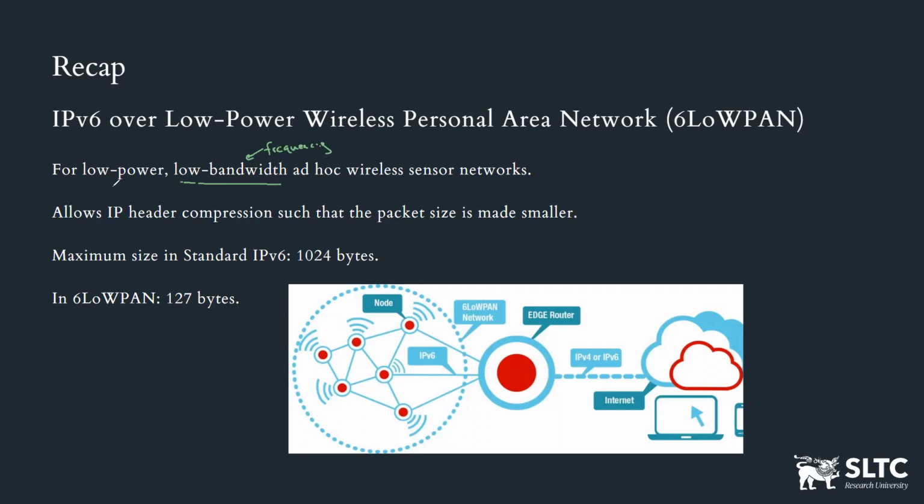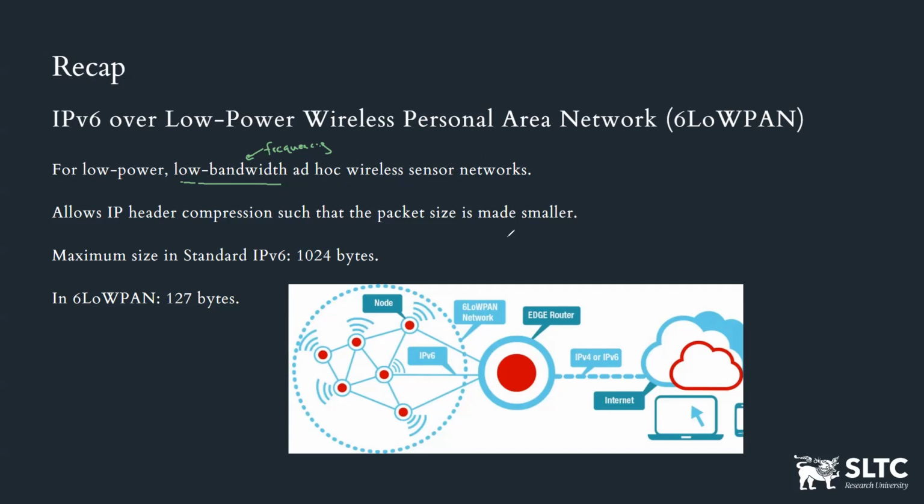And if these low power, low bandwidth situations are available, and ad hoc communication is also necessary, then we need to use optimal protocols to transmit the message. So IPv6 over low power wireless personal area network is a protocol that is proposed for these kind of networks. For low power, low bandwidth ad hoc wireless communications, we propose the 6LoWPAN protocol.